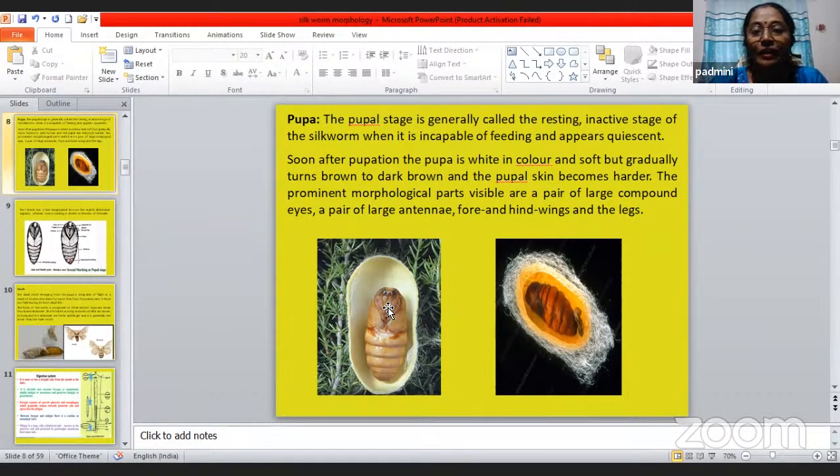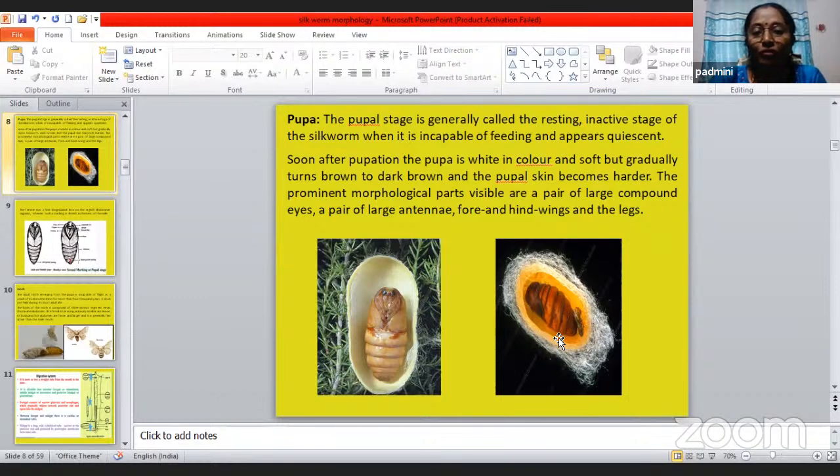This is a stage where they do not eat anything. The fifth instar larva relaxes itself, and that is when the pupa formation occurs. So they are called the inactive stage of the silkworm. Soon after pupation, the pupa is white in color and soft, but gradually turns dark brown. Can you see the difference over here? This is the first stage of the larva when they have undergone pupa formation. They are white in color, but as the metamorphosis occurs inside, the pupa slowly turns from brown to dark brown.